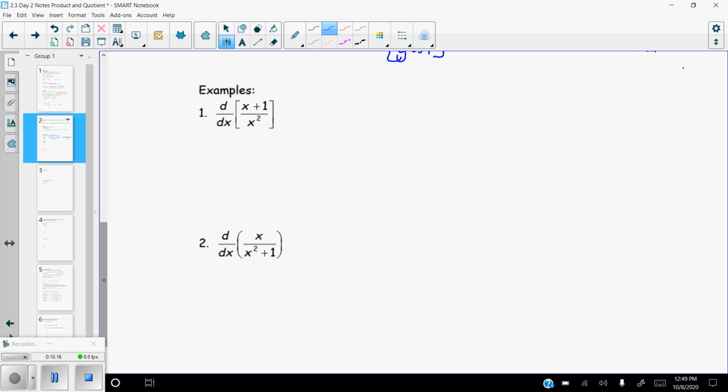All right, so the first one, clearly a quotient, x plus 1 over x squared. We want to take the derivative. So according to our rules, it is the derivative of the top function, which is 1, times the bottom function, x squared, minus the derivative of the bottom function, 2x, times the top function, x plus 1, all over the bottom squared. Again, that is technically your derivative.